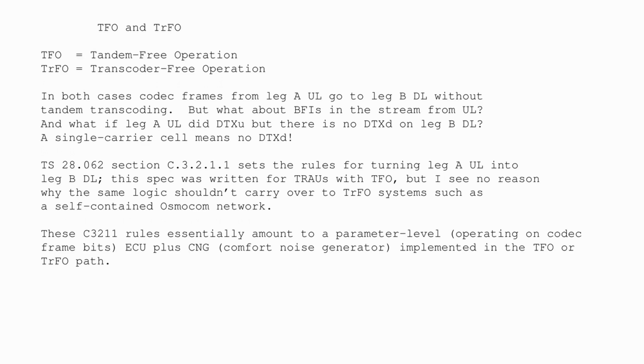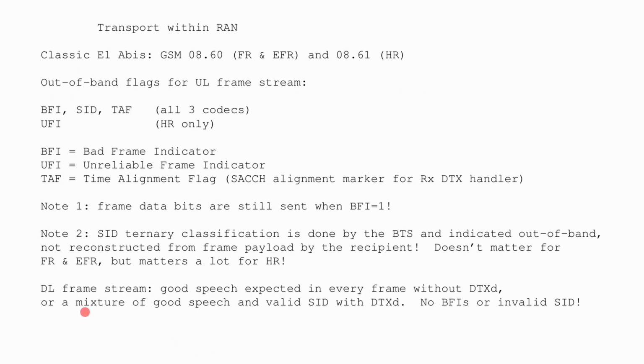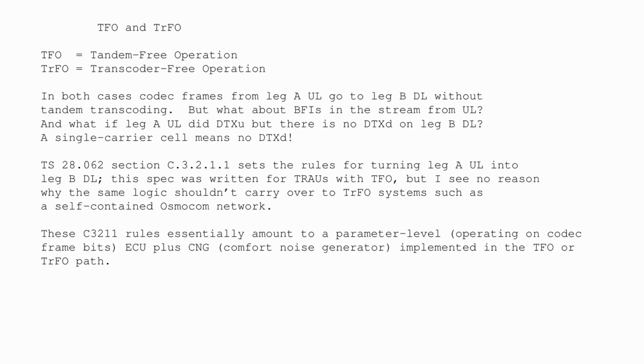For whatever reason, if you have a frame gap in the downlink stream, the reason why it matters is, going back one slide, in your classic architecture, in your traditional Abis, on the uplink, you have all these out-of-band flags, but on the downlink, they expect a perfect, pristine speech frame without any aberrations. So how do you reconcile those two? Reconciling between those two is what we have to do in the case of both TFO and TRFO.